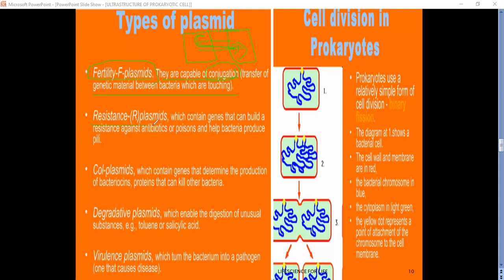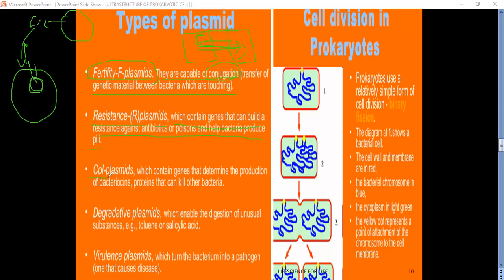And the second one, resistance or R plasmids, which contain genes that can build resistance against antibiotics and help bacteria survive. That is, they are resistant to the antibiotics. For example, one bacterium is producing a colicin, nothing but an antibiotic, to kill another bacterium. To sustain against this antibiotic, the bacterium produces resistance protein molecules which can stop this killing. This type of protection is given by the R plasmids.